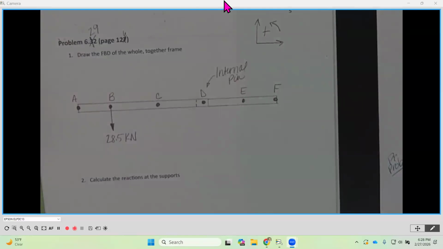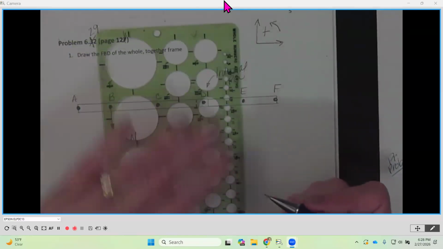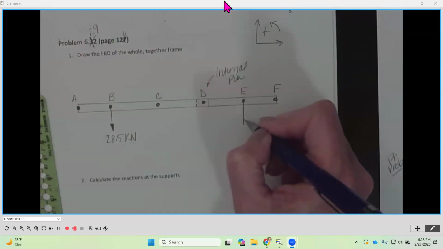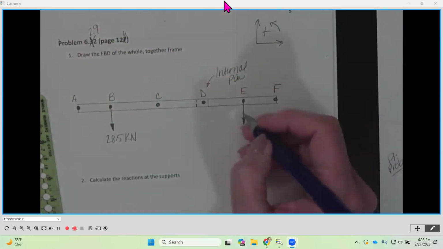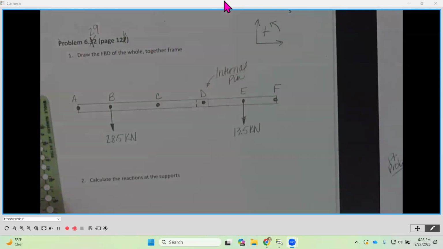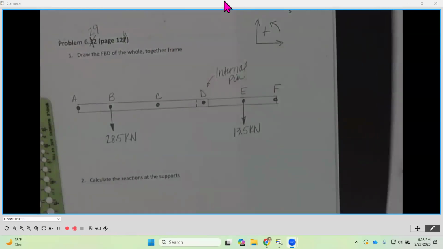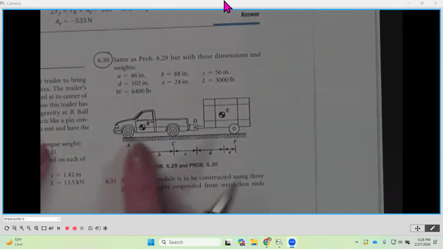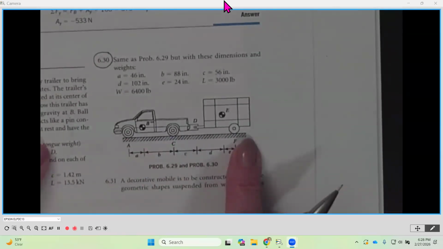28.5 kilonewtons. And then the weight of the trailer is 13.5 kilonewtons going down at E. Okay. Now, let's look back over here so we kind of get the lay of the land. So A, C, and F are the tires or the wheels, right? So those are considered roller supports.